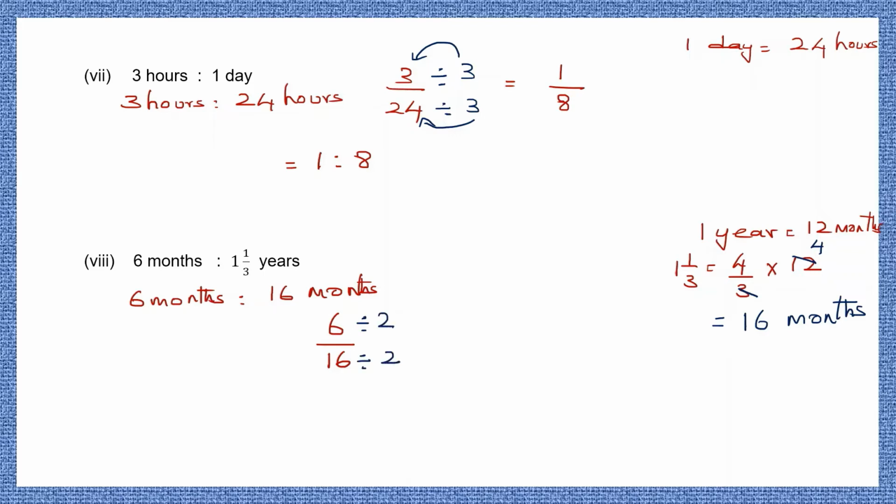So let's divide. 2 into what is 6? 2 threes are 6. And 2 into what is 16? 2 eights are 16. So we have got 3 by 8, which cannot be reduced further. So when I change it to a ratio, it is 3:8.